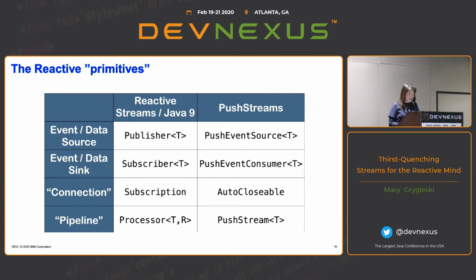And then reactive streams has the Subscription, which maintains the connection. And that's one difference between push streams and reactive streams: push streams have what they call auto-closable. So if the streams keep going, it will know how to close itself, and that's a feature in the OSGi push stream specification. Also, the push streams have their own implementation, all developed by OSGi. And then there's the pipeline: in reactive streams we call it a Processor, but in push streams it's essentially a PushStream interface. So, okay, that's that.